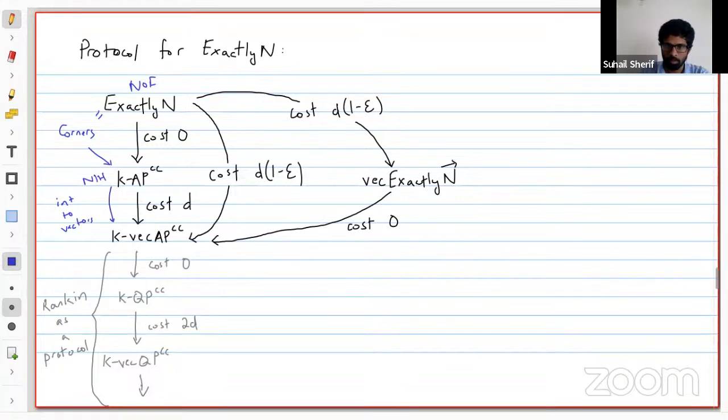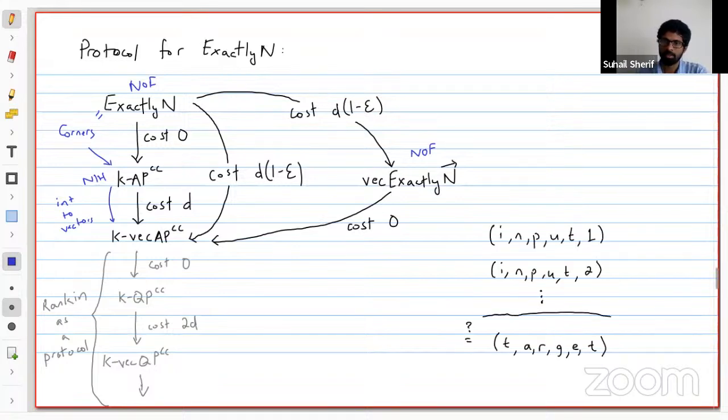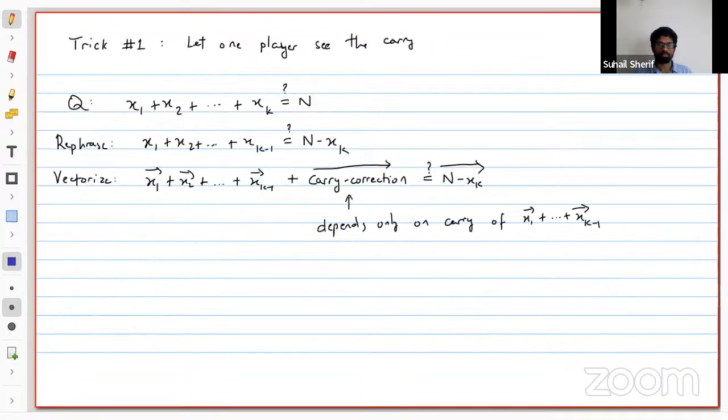What we're doing is, while staying within the number on forehead setting, we're going to get a slight improvement. So what is this vector exactly n? Everybody has a vector as input in the number on forehead setting, and they want to know, does the sum of these equal some target vector? Right, so this is the question. We're trying to solve exactly n now. So is the sum of these inputs exactly equal to n?